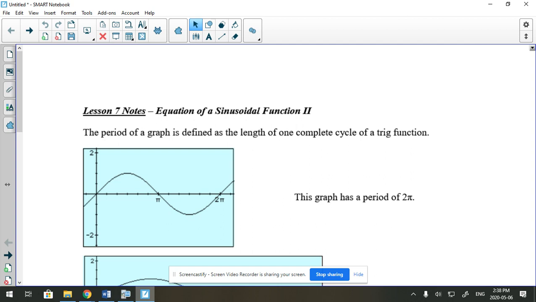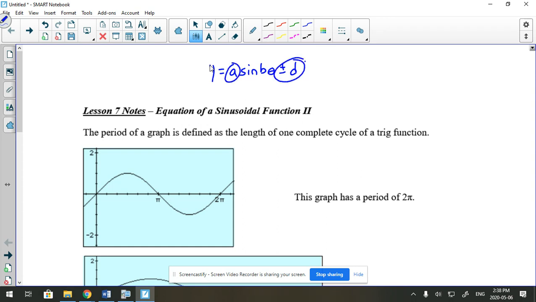Welcome back. We're on to lesson 7 notes, equation of a sinusoidal function, part 2. Last day we talked about the typical form of a sine function. We talked about the a value and the d value. Remember, a is your amplitude, d is your vertical displacement, where your midline is. And today we're going to focus on the b.